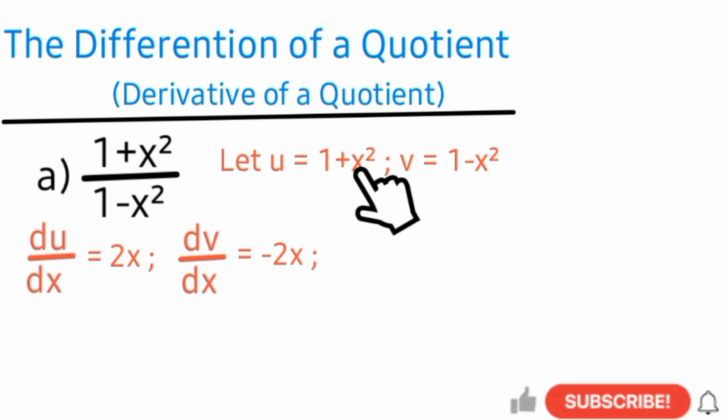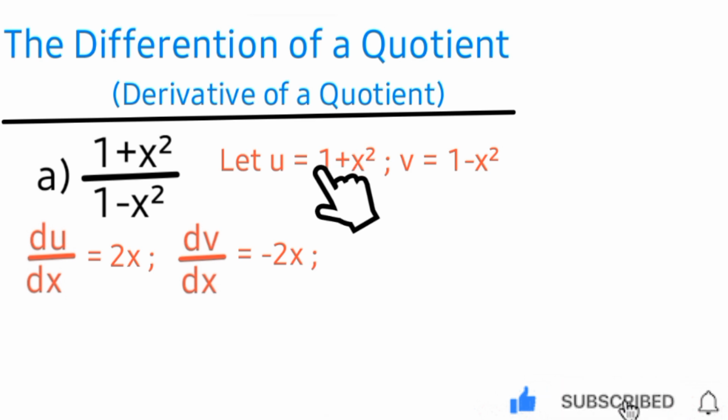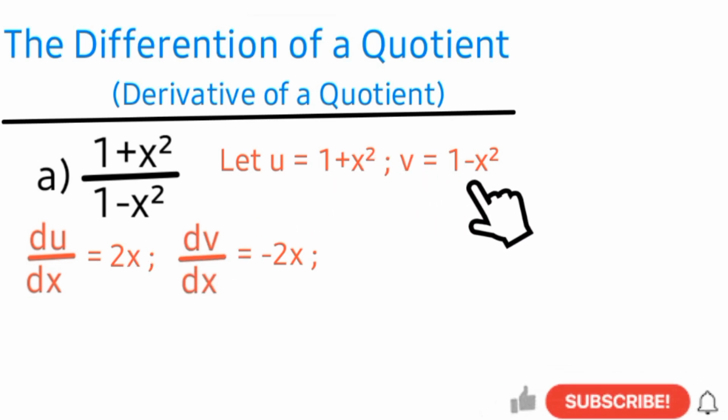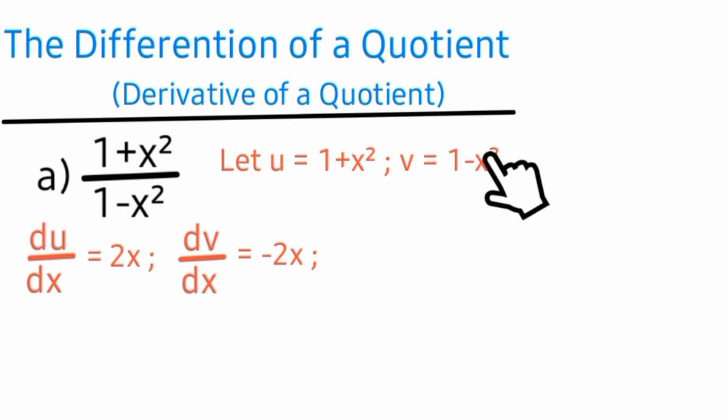Differentiating U with respect to s, we refer to that as du over ds. 1 is a constant, so we neglect 1 because the differentiation of a constant is 0, and focus on s squared. Differentiation of s squared gives 2s. Differentiating V with respect to s, we also neglect the constant and focus on minus s squared. The differentiation of minus s squared gives minus 2s.